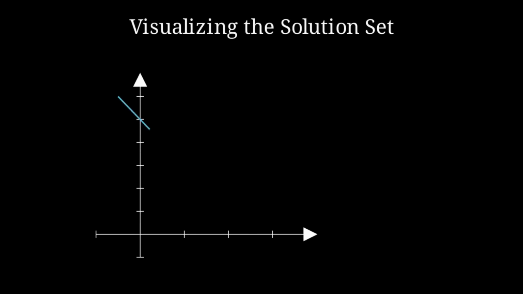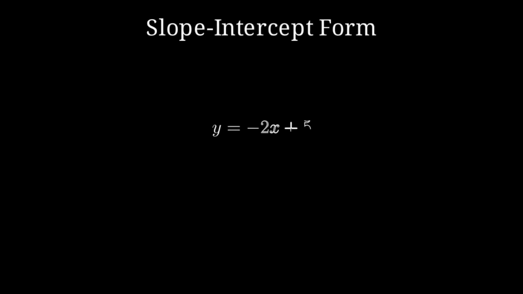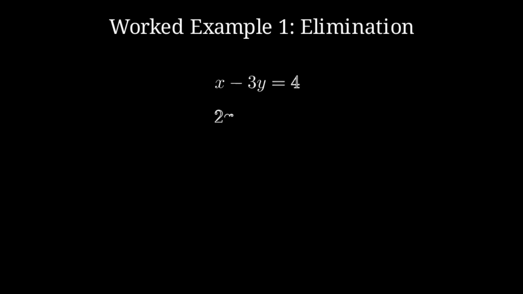Unlike a single point, the solution set here is an entire line. Any pair of coordinates that satisfies the first equation will automatically satisfy the second, because they are effectively the same mathematical rule. In slope-intercept form, infinite solutions occur when both the slope and the y-intercept are identical. If the slopes were the same but the intercepts differed, the lines would be parallel and have no solutions at all. Let's work through an example using elimination.